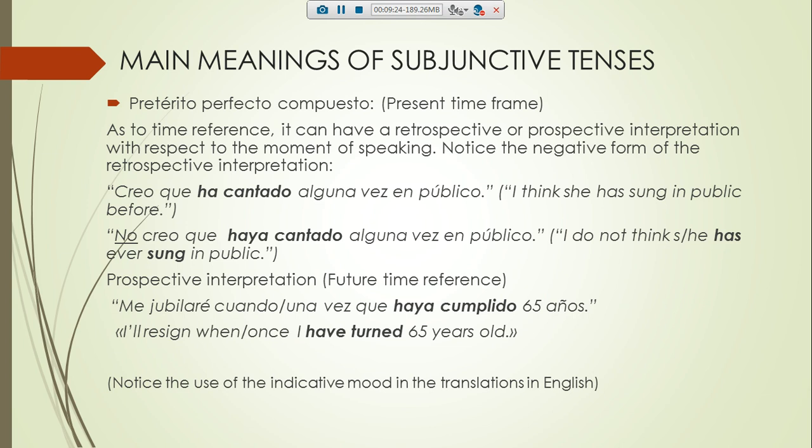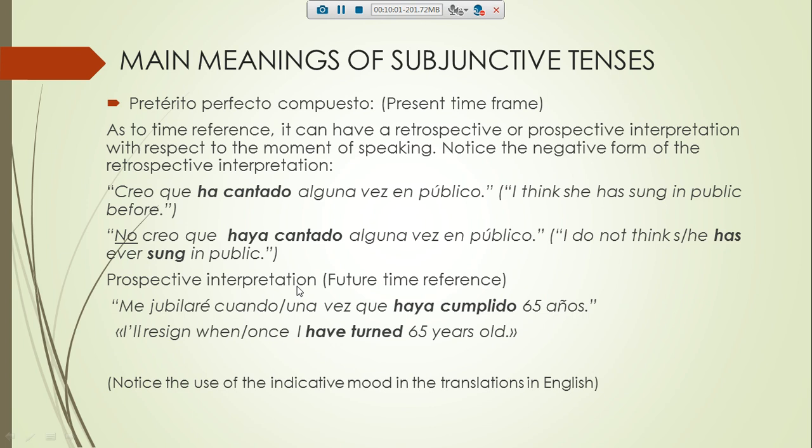Pretérito perfecto compuesto. It belongs in a present time frame. It's el de haya hecho algo. As to time reference, it can have a retrospective or prospective interpretation with respect to the moment of speaking. Notice the negative form of the retrospective interpretation. So, creo que ha cantado alguna vez en público. The negative form would be no creo que haya cantado alguna vez en público, translated by means of I think she has sung or I don't think she has ever sung in public.